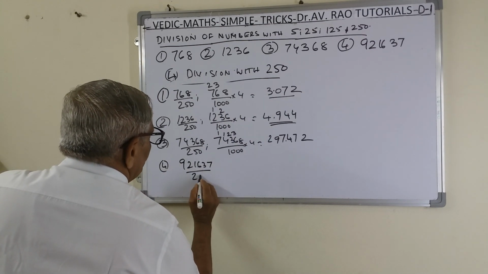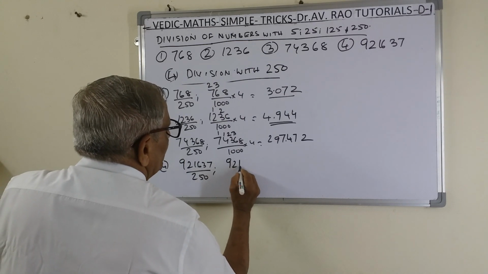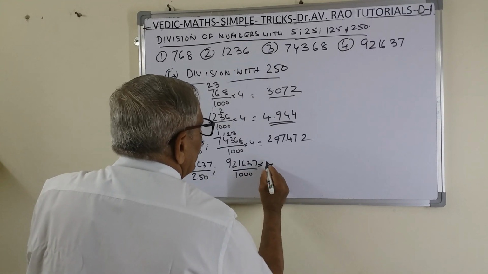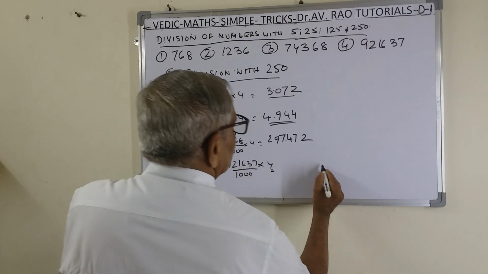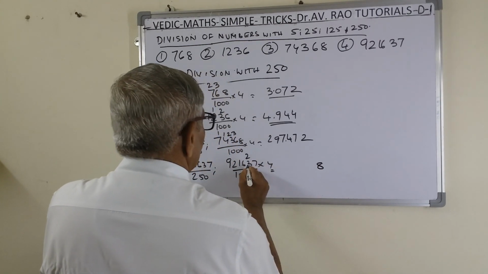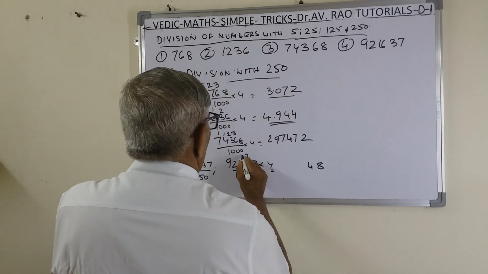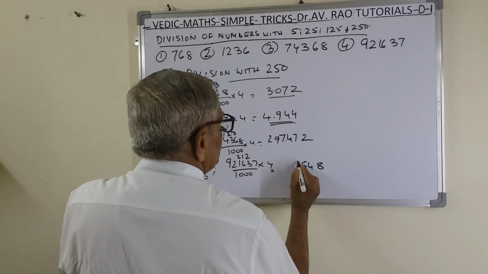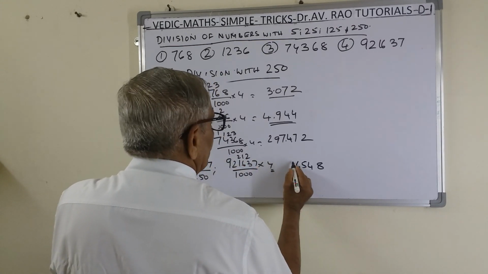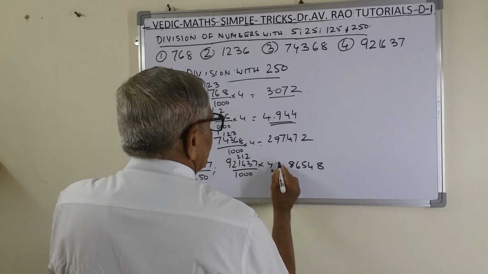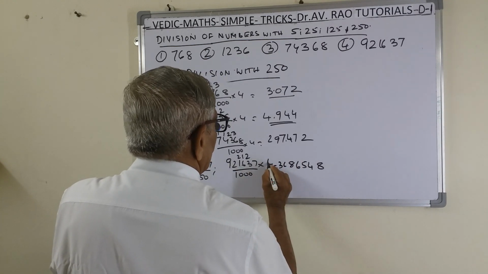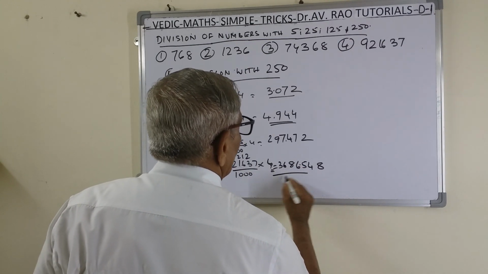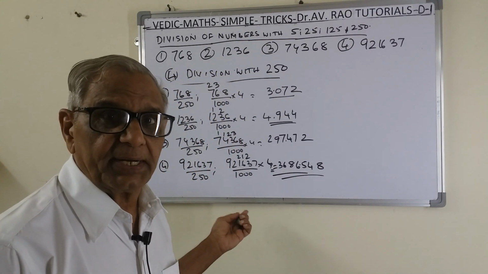Fourth, 921637 divided by 250. So 921637 into 4 by 1000. So multiplying it, 4 sevens are 28, 2, 4 3s are 12 plus 2 is 14, 1, 4 6s are 24 plus 1 is 25, 2, 4 1s are 4 plus 2 is 6, 4 2s are 8, 4 9s are 36. So put a dot here. So this is 3686.548. Friends, see how quickly we are getting with the division.